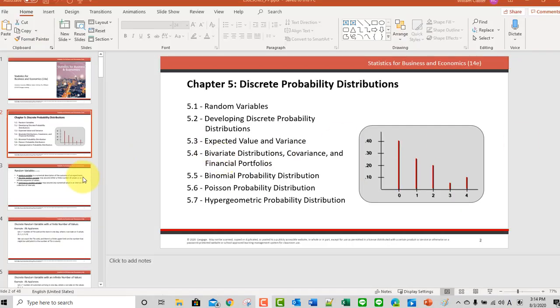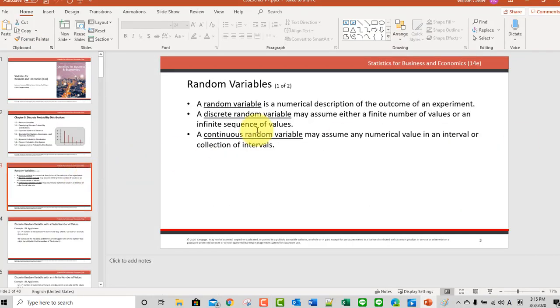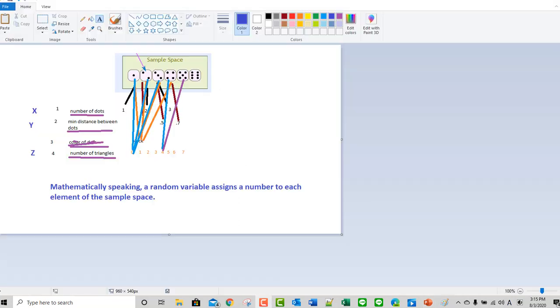Okay, so let's see what they say about random variables. That's not exactly the way they talk about it, but I gave you a kind of mathematical description of it. Here they say a random variable is a numerical description of the outcome of an experiment. So that's another way of saying what I said. Now, we can talk about a discrete random variable, and we can talk about a continuous random variable. And we talked about this concept of discrete and continuous sets.